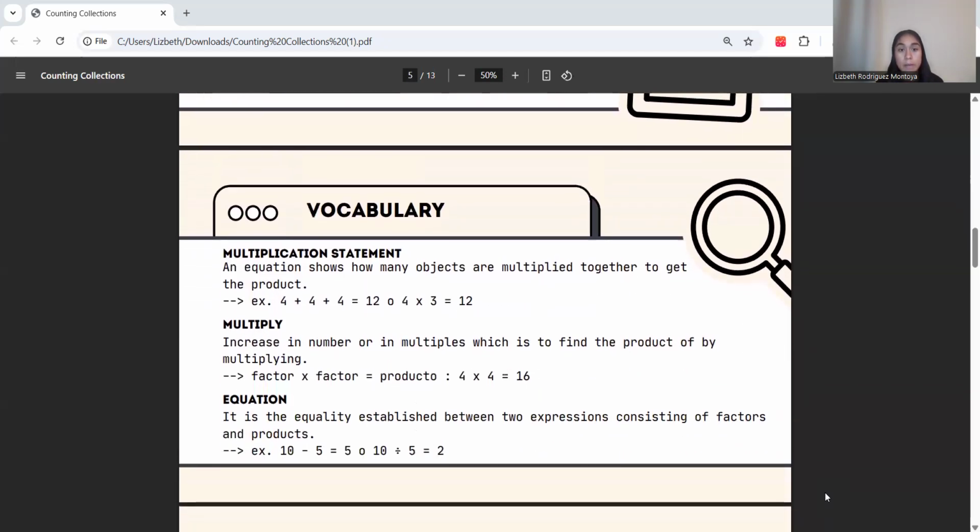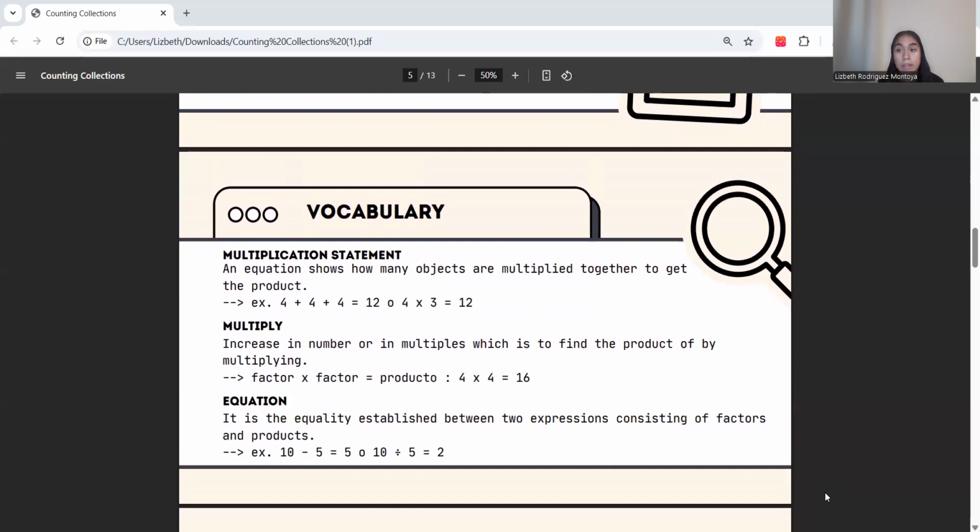Okay, so a few vocabulary terms that we'll be using quite a lot in this lecture would be multiplication statement, multiply, and equation. So a multiplication statement and equation shows how many objects are multiplied together to get to the product, such as 4 plus 4 plus 4 is equal to 12, or 4 times 3 is equal to 12.